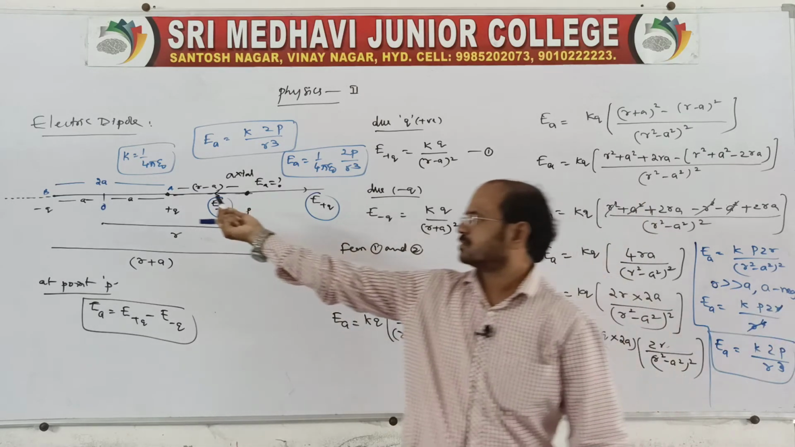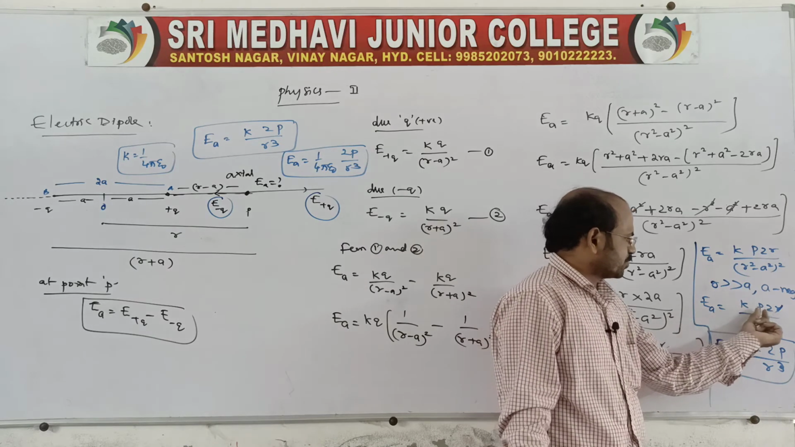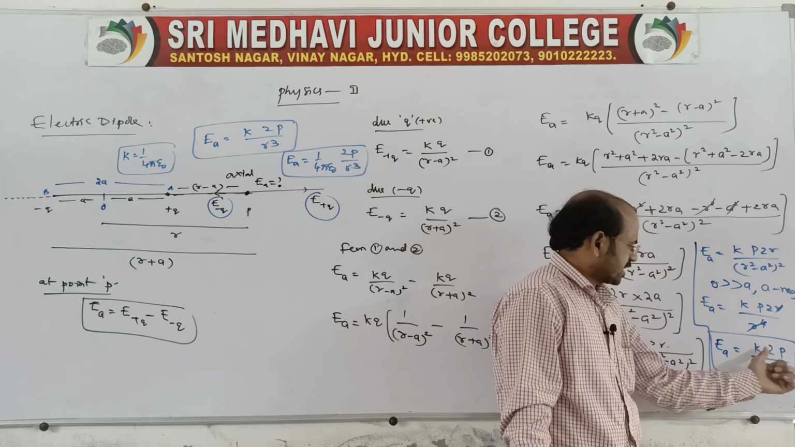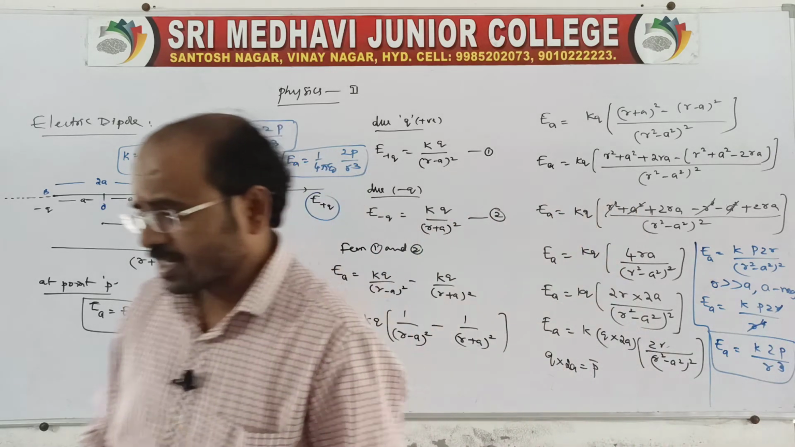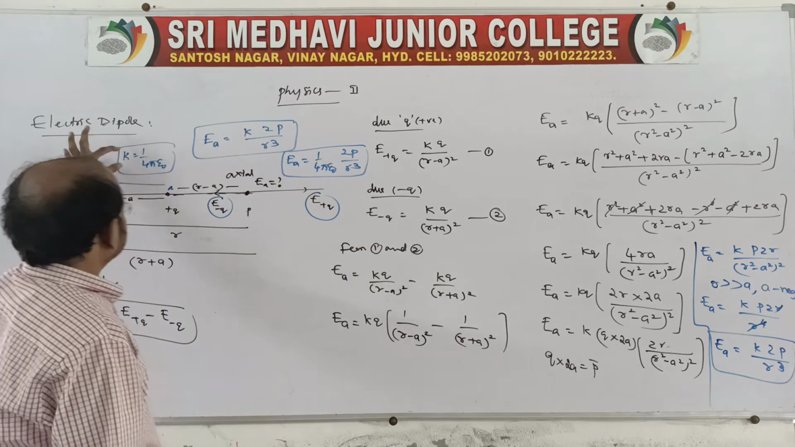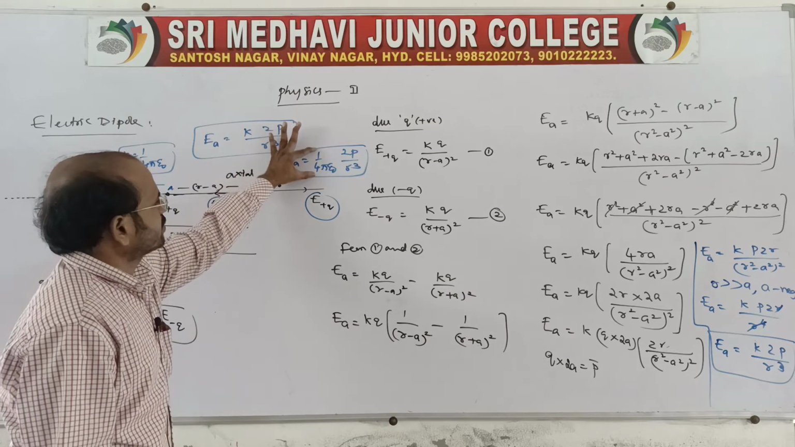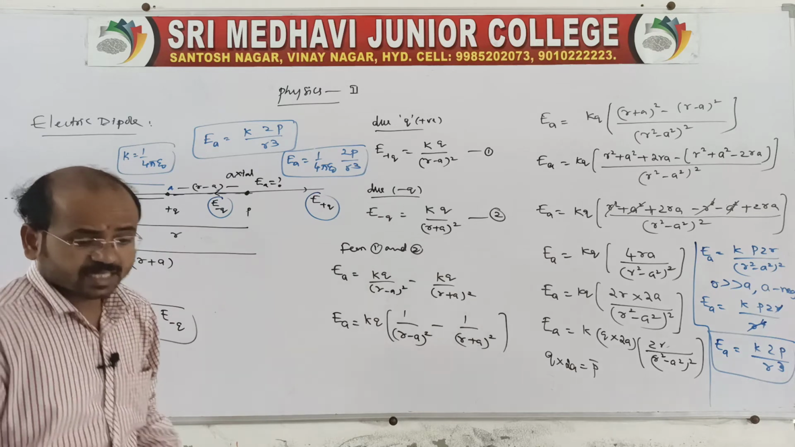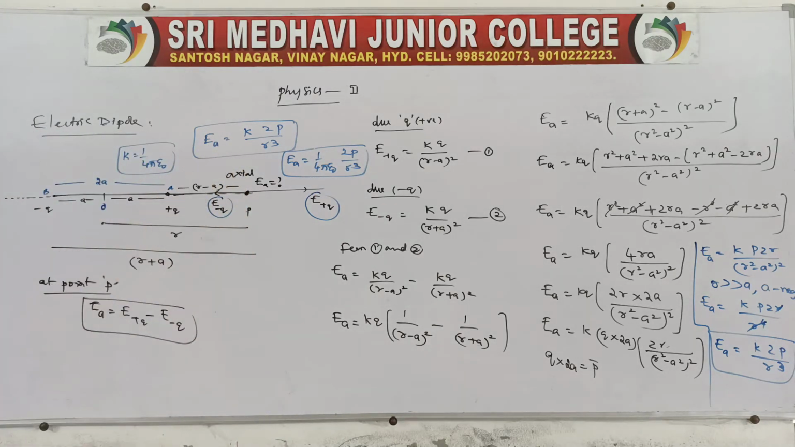As you can see in the diagram also, a is to be neglected. So E is equal to k into p 2r by r to the power 4. The r cancels, so E is equal to k 2p by r cube. This is the expression on the axial line. Therefore, E_A is equal to k 2p by r cube, where k is nothing but 1 by 4 pi epsilon naught. Replacing it, it is 1 by 4 pi epsilon naught times 2p by r cube. So on the axial line, the electric field intensity is k into 2p by r cube.